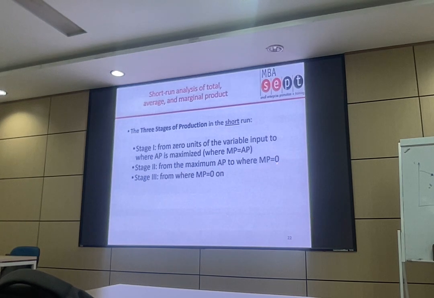Marginal product equal to 0 is an important point, because at this point total product is at its maximum. The condition for total product to be at its highest level is when marginal product is equal to 0.